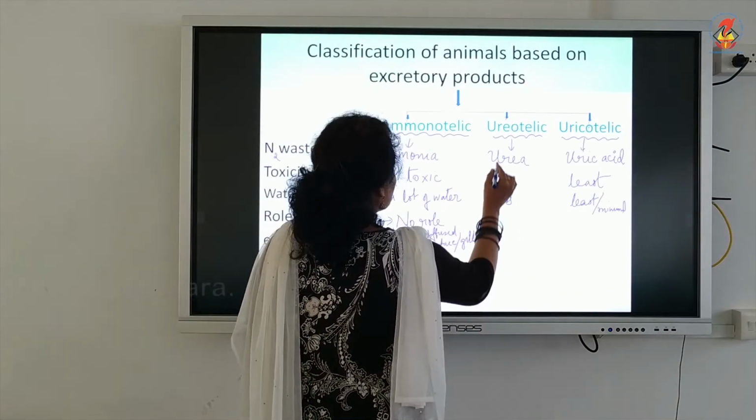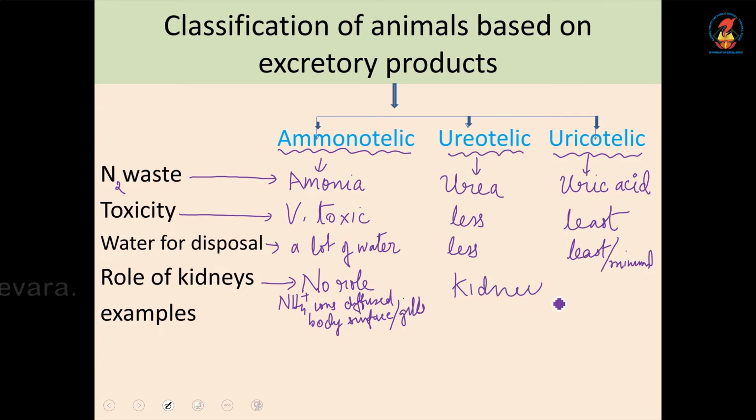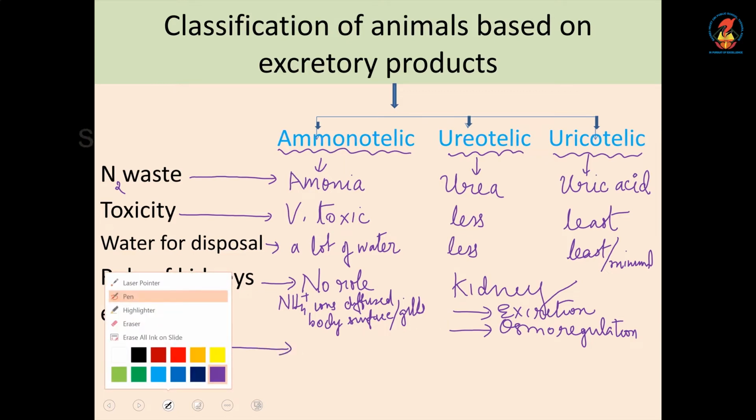Whereas in ureotelic and uricotelic, kidneys play a very important role both for excretion and osmoregulation. We will be dealing with that later. What is osmoregulation? As of now, let us concentrate on the criteria of classification, and lastly I will put down the examples.